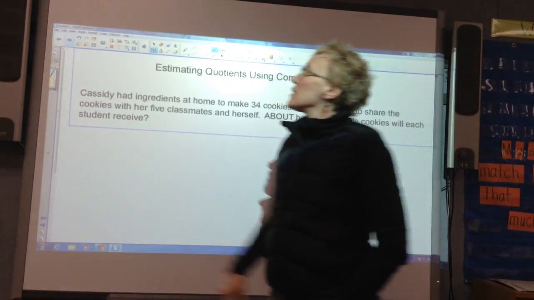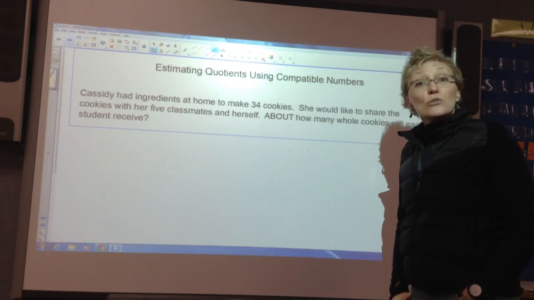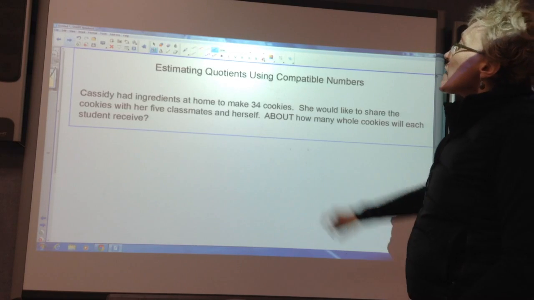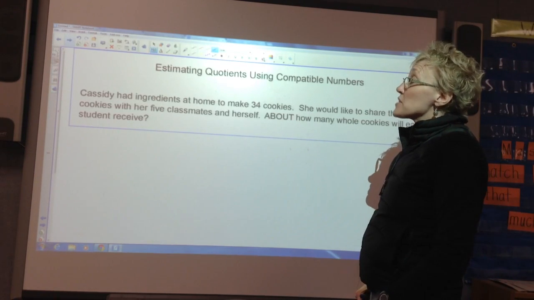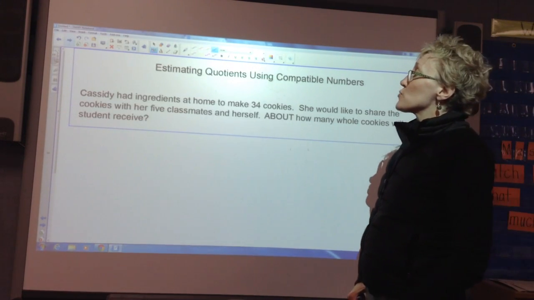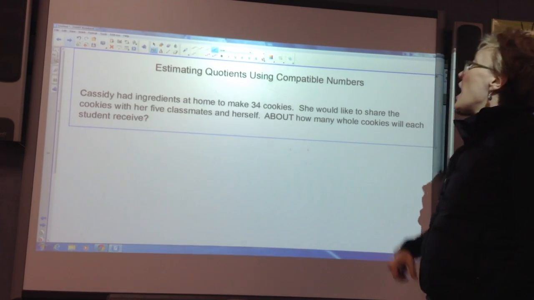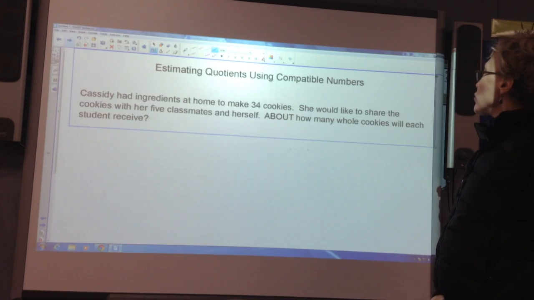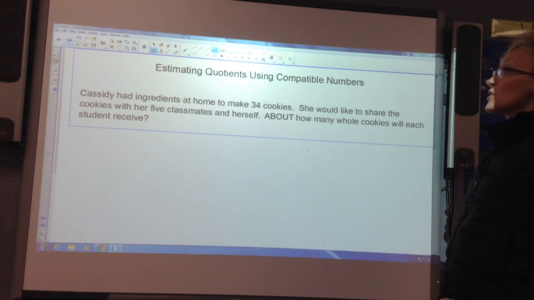Now, let's give us a context to use estimating. Cassidy had ingredients at home to make 34 cookies. She would like to share the cookies with her 5 classmates and herself. About how many whole cookies will each student receive?